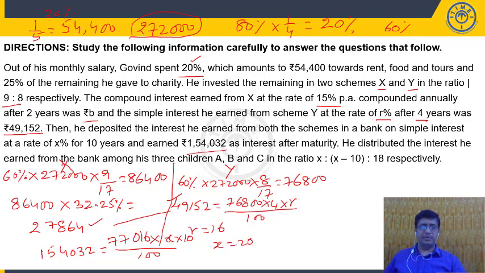Now, X is equal to 20% means here it is distributed among the 3 children: X, X minus 10, and 18%. X minus 10 means it is 10%, and the third is 18. So, what is the ratio? Now, 20, 10 and 18. This is the ratio. Simplify, 10 is to 5 is to 9 is the ratio. Okay. So, all this data is given in the table. Just look at the table and try to note the data here.